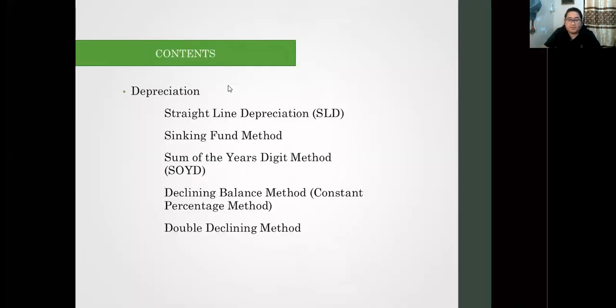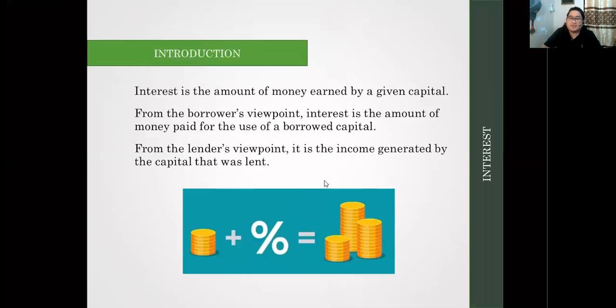And then we have depreciation. So we have 5 methods kapag dating sa depreciation. We have straight line depreciation, sinking fund method, sum of the years digit method, declining balance method, tsaka double declining method. Okay, so yes, 5. Okay, so let's start. So let's start dun sa interest muna.